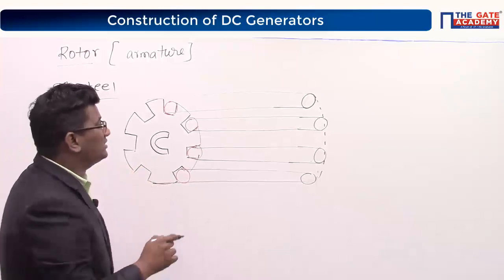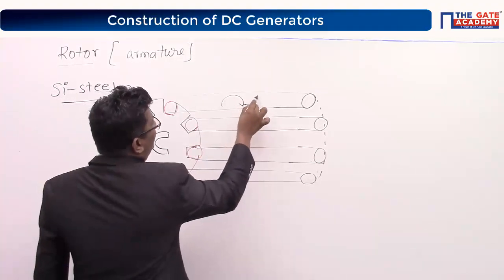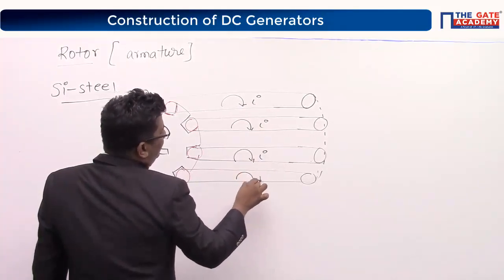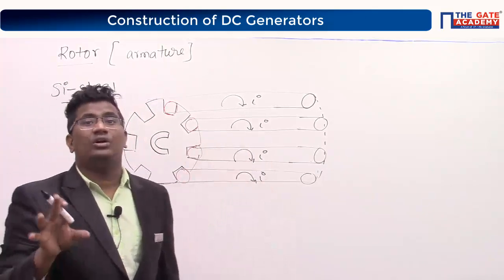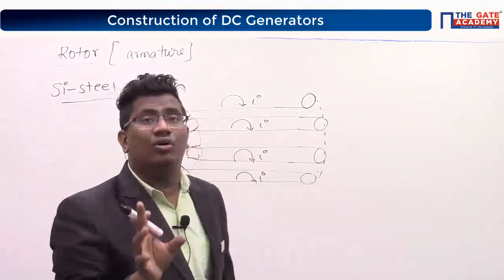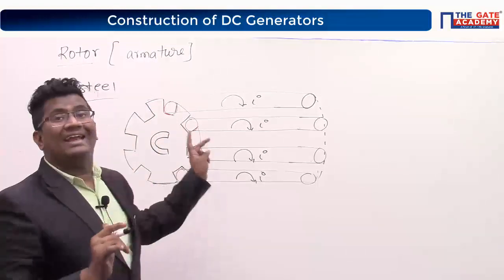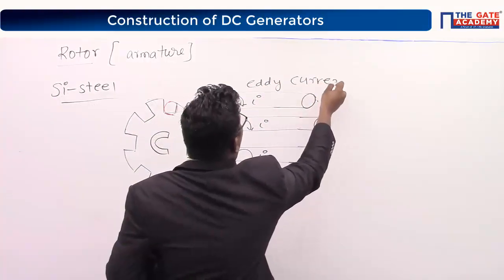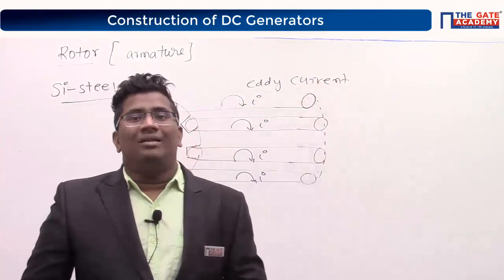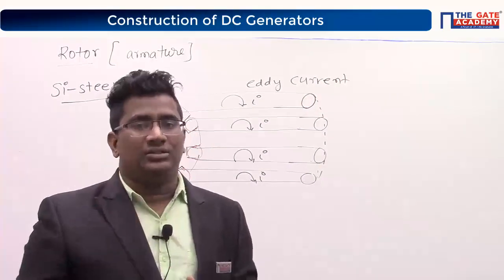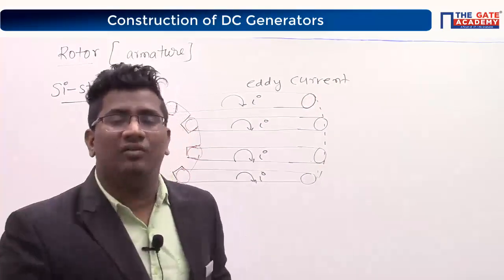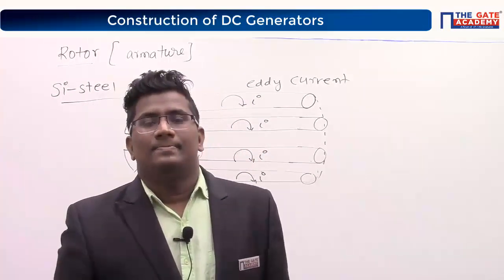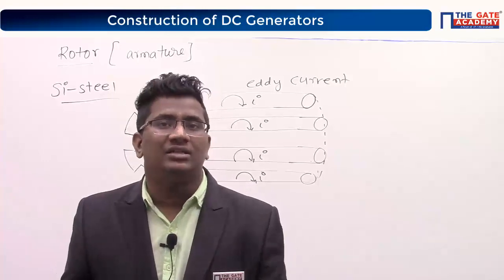This circulation indicates what? This rotor winding current is also interlinked with the rotor core. That is called eddy currents. Very good. Tell me, will eddy currents produce power loss or no power loss? Power loss. That power loss is known as which power loss?